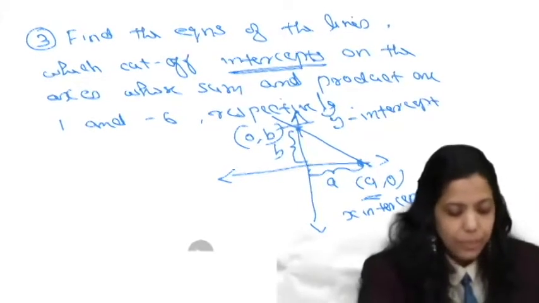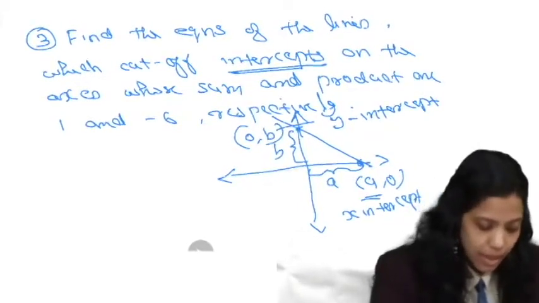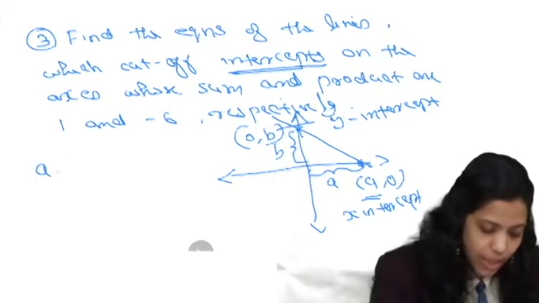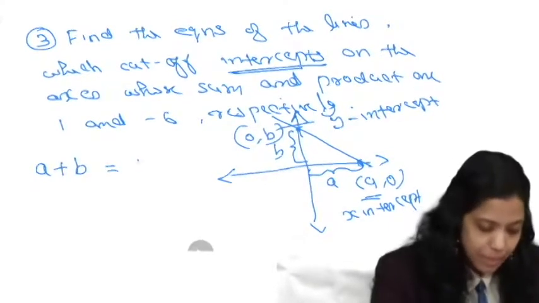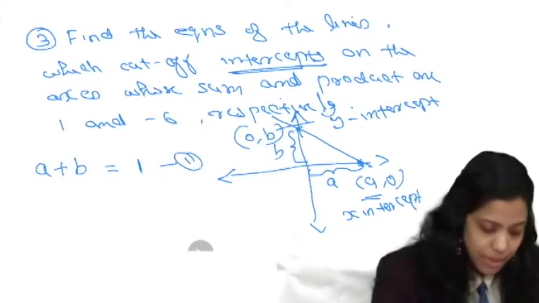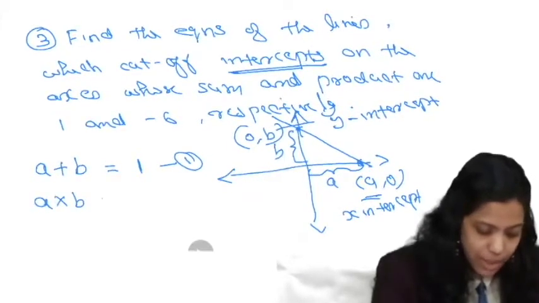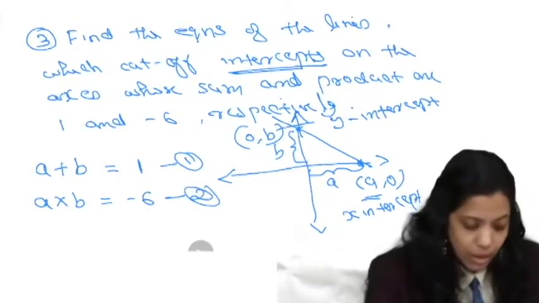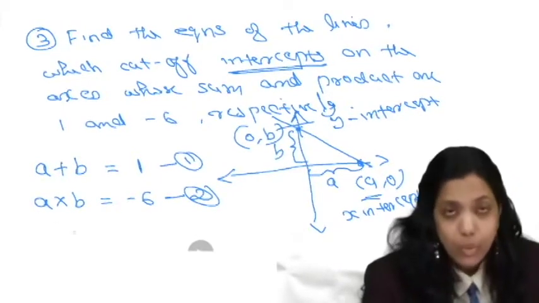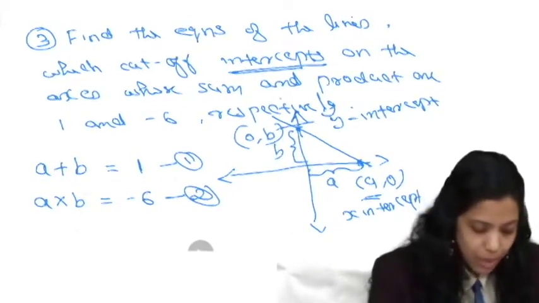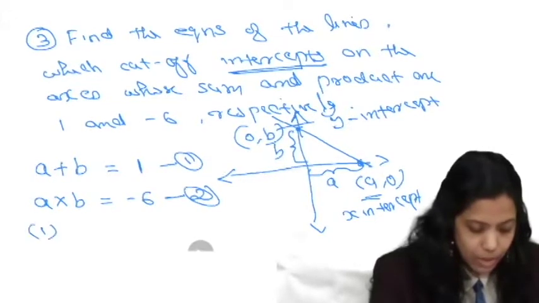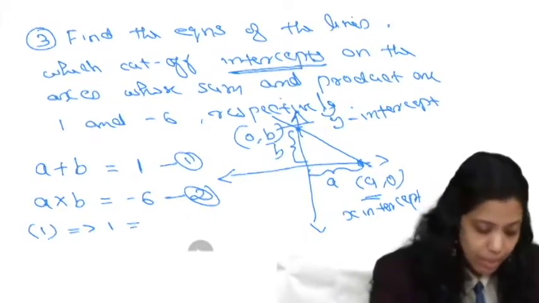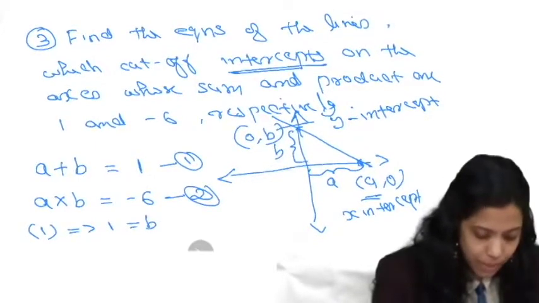So here it is given that x-intercept a plus the y-intercept b gets you 1. At the same time, the product of the intercepts x and y, a times b, equals minus 6. So consider the 1 and 2 equations and we are going to solve that one. Here it is a plus b equal to 1. So the value of b from that, we are preferring the substitution method over here. b equals 1 minus a.